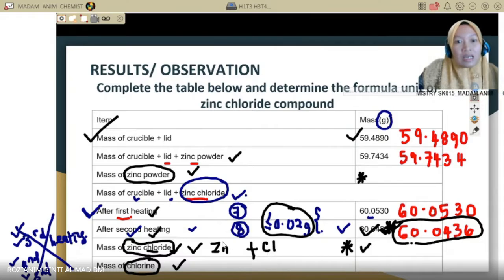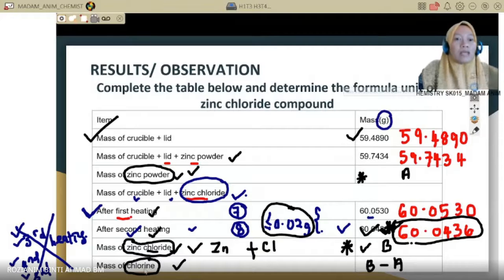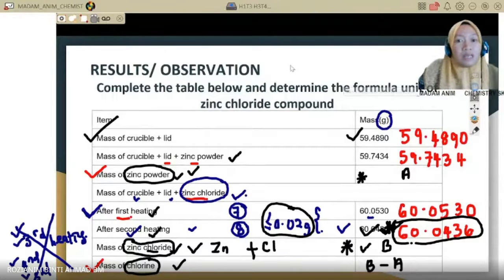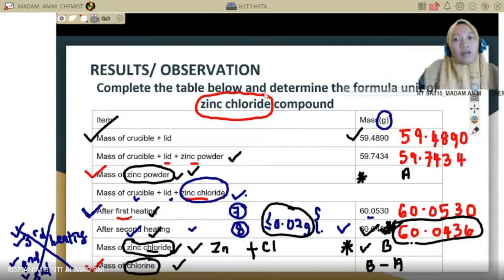So sekarang ini kita dah ada mass untuk zinc powder. So this data contoh saya label sebagai A. Okay. And then kita dah dapat mass of zinc chloride, saya labelkan sebagai B. So if we want to find out the mass of chlorine, bermaksud B tolakkan dengan A, dapatlah mass of chlorine. Kenapa kita nak dapatkan mass of zinc powder dengan mass of chlorine? Sebab kita nak cari empirical formula of zinc chloride.